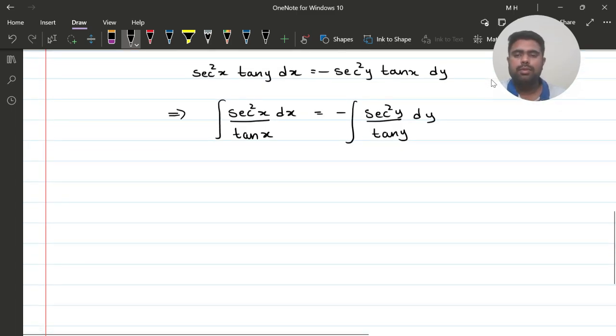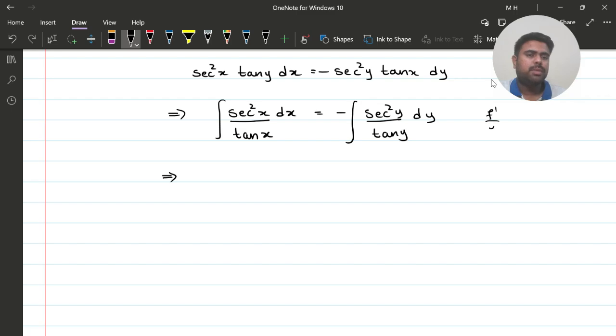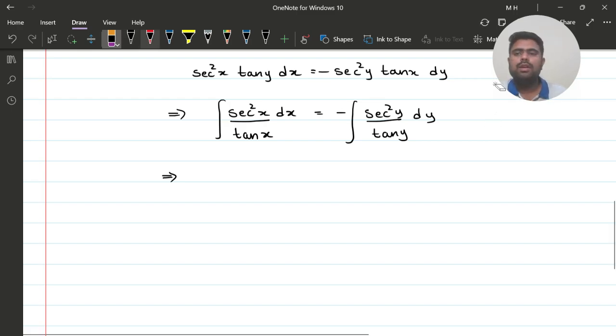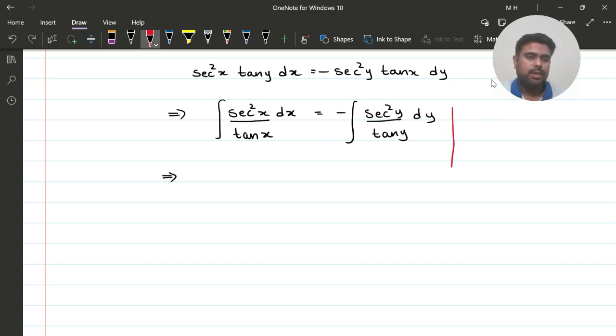So of course, what will you get? See, on both the sides we have sec square x dx by tan x. On the other side we have sec square y dy by tan y. Is it of the form f dash of x by f of x? Yes. What is the derivative of tan x? Sec square x. What is the derivative of tan y? Sec square y.